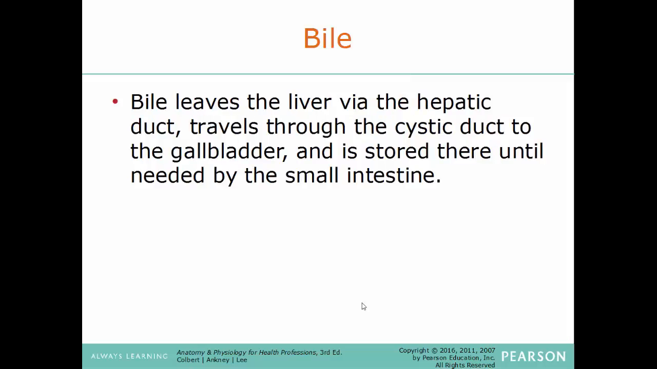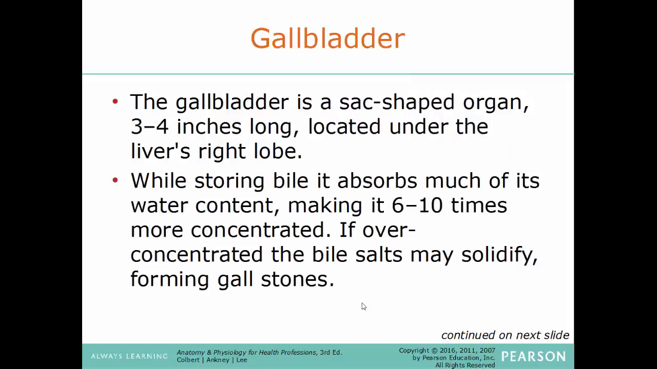Now, bile will leave the liver through the hepatic duct, and it will travel through the cystic duct onto the gallbladder until it's stored there until it's needed. It's not secreted until it's told to do so by the hormone secretin. See, the gallbladder is a sac-shaped organ. It's about 4 inches long, located just under the liver's right lobe.